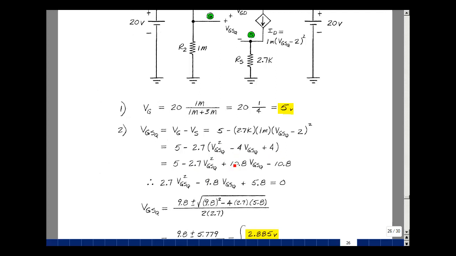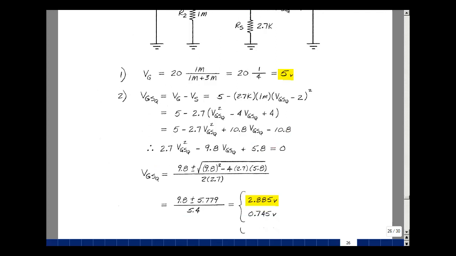Two minus signs become a plus. 2.7 times 4 is 10.8. And I got the same number again, but with a minus sign. I'm on the other side of the equation. I get a plus 2.7 times the gate source squared. I have 10.8 times the gate source voltage on the other side of the equation. I have a 1 times this. I'm bringing this over as a minus 10.8, so I get a minus 9.8. And then these two together give me a minus 5.8 on the other side of the equation, a plus 5.8.